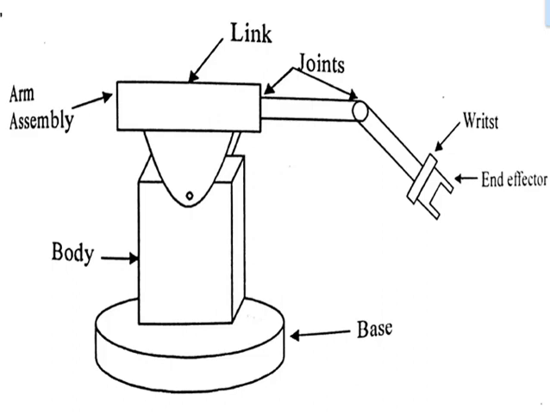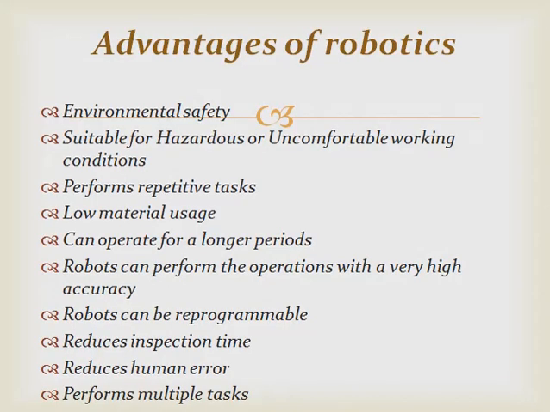Initially you have the base, and the body placed on the base gives proper support. The body consists of the arm assembly, and this arm assembly consists of a number of links and joints. Then you have the wrist, and at the end the wrist consists of the end effector.